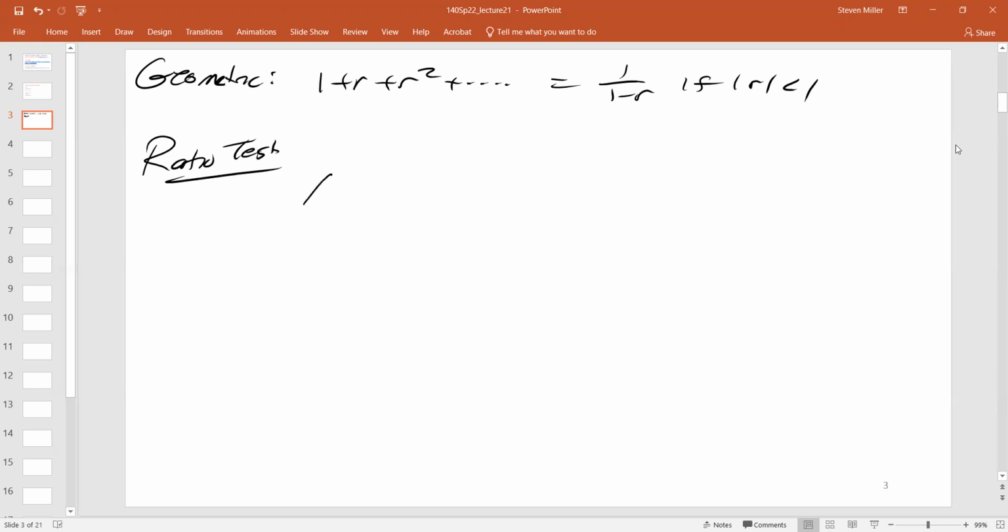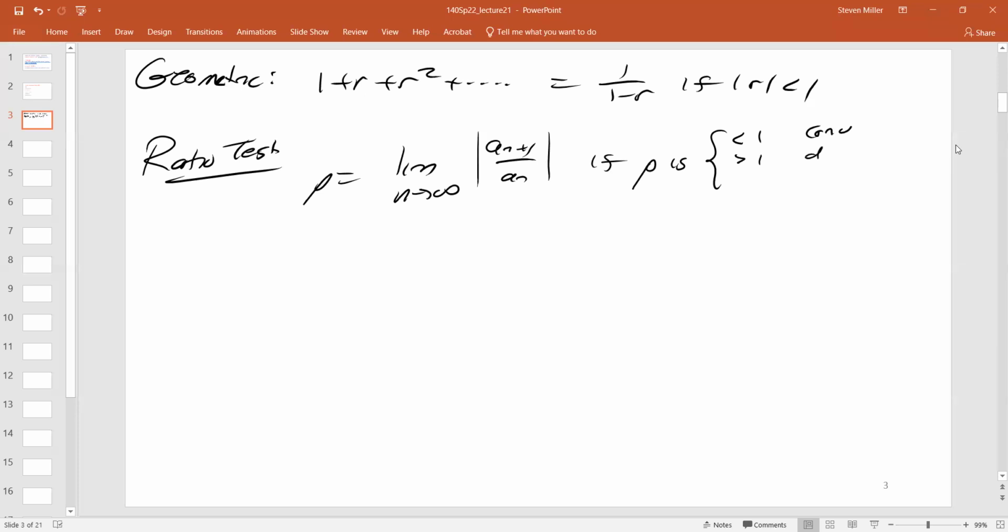And here we're going to let rho be the limit, if it exists, as n goes to infinity, of a_{n+1} over a_n. And then if rho is less than 1, it converges, greater than 1, it diverges, equals 1, no information. And we saw last time examples where it equaled 1, where unfortunately it could diverge for one of the examples and converge for the other. So there really is no information when it equals 1.